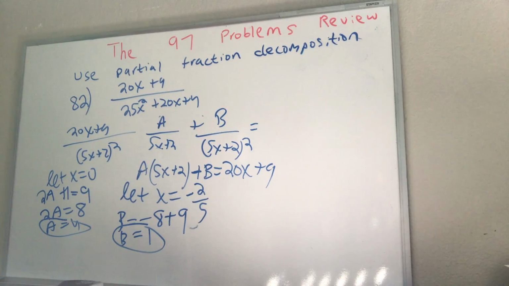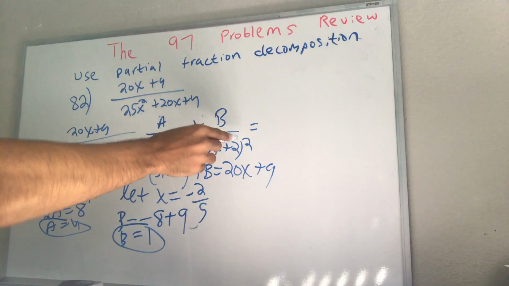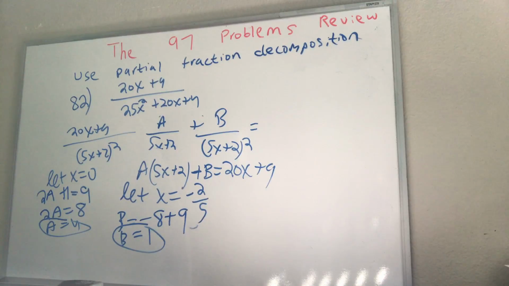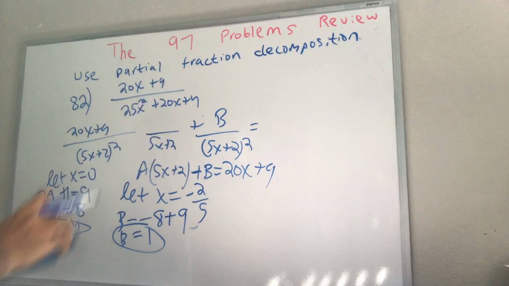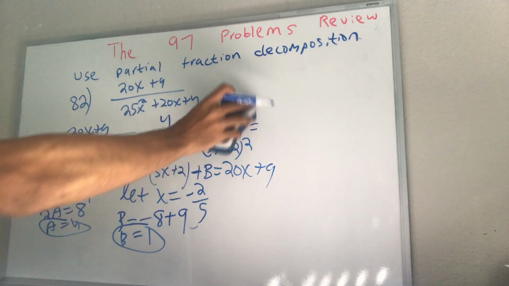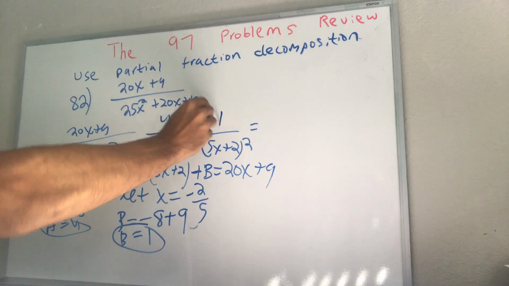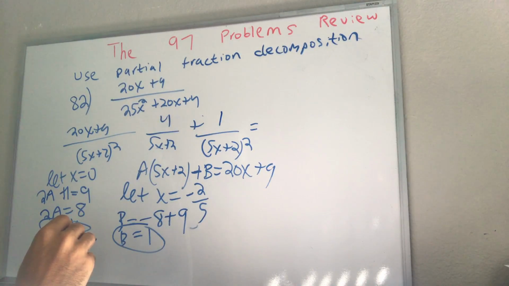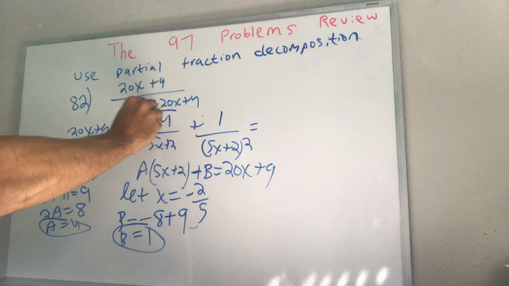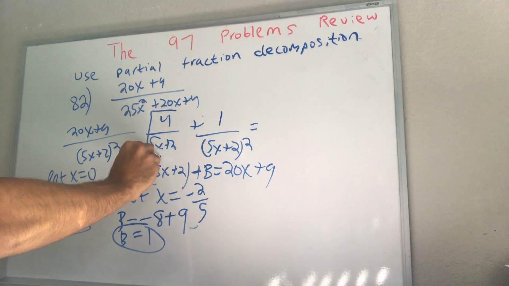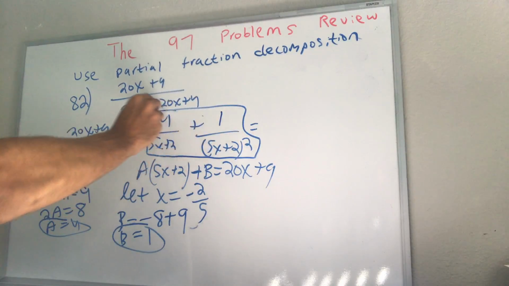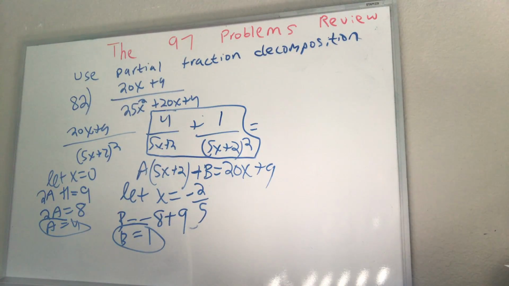We know what these two variables are: a is 4 and b is 1. Our original expression was a divided by 5x plus 2 plus b divided by 5x plus 2 squared. So when we write our final answer, we put 4 in for a and 1 in for b. Our final answer for question number 82 is 4 divided by 5x plus 2 plus 1 divided by 5x plus 2 squared.